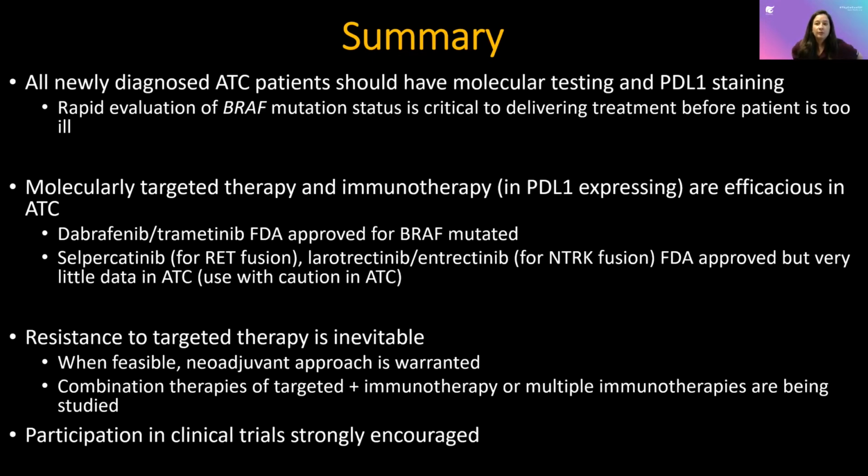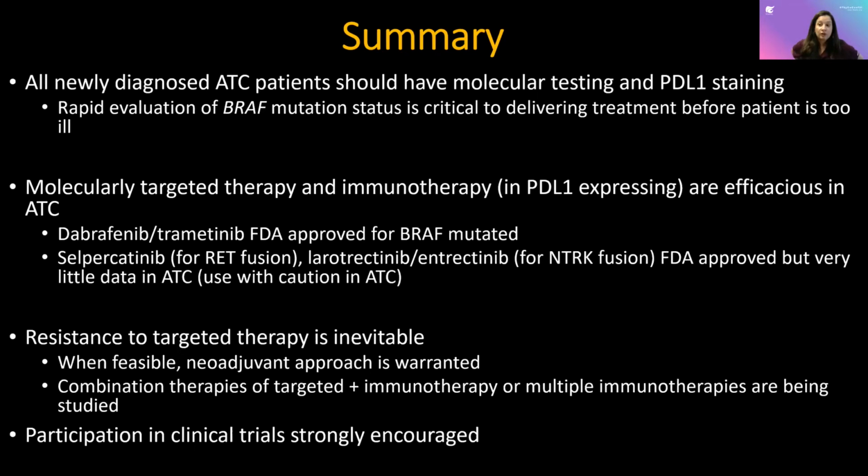So in summary, basically all patients that have a new diagnosis of ATC need to have their mutation profile done. And before any treatment is started, in my opinion, every patient should know their BRAF status. If you don't know your BRAF status before treatment, I think you should reconsider starting treatment if that's possible, if it can be delayed a little bit, because we have much better therapies than upfront radiation.